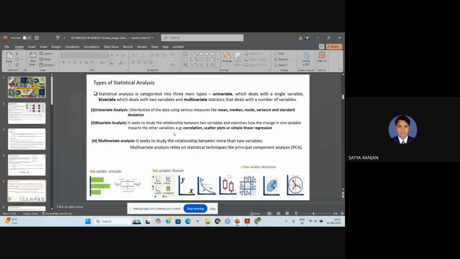So univariate, bivariate, and multivariate. These are the examples. Univariate is plotted in a box plot and in different histograms. Then bivariate is in correlation and scatter plots. Then multivariate is in PC analysis.